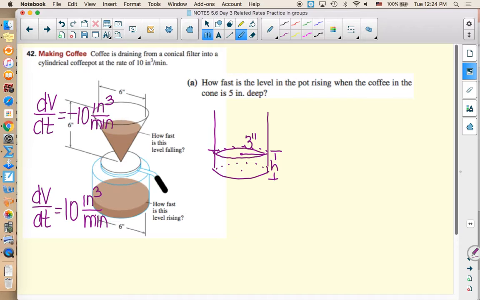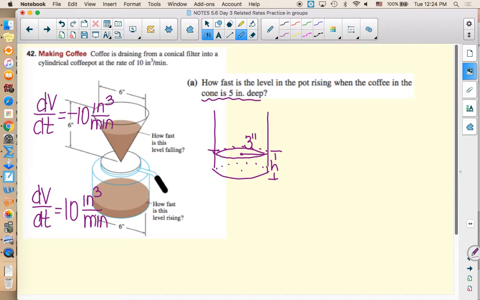So they would like to know when the cone is 5 inches deep. It turns out that this isn't going to matter in this situation. It doesn't matter what is happening in the cone so much as it matters that I know how fast stuff is coming into the cylinder. So if we needed to do part B, we would need to worry about that. But it doesn't matter what level the cone is at, the coffee is coming into the cylinder at the same rate. So, permanent. Permanent is definitely our change in volume over time.